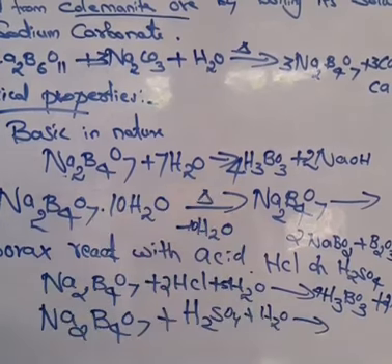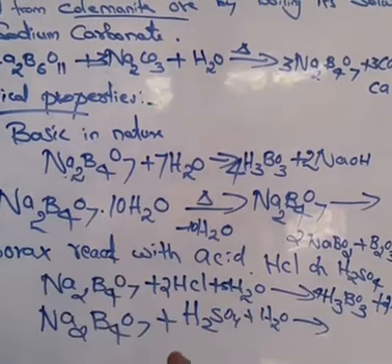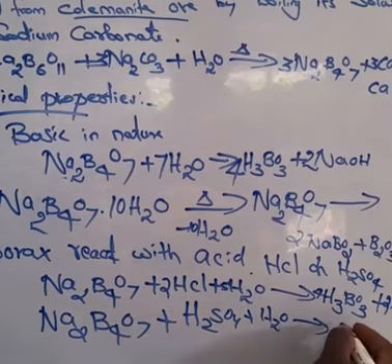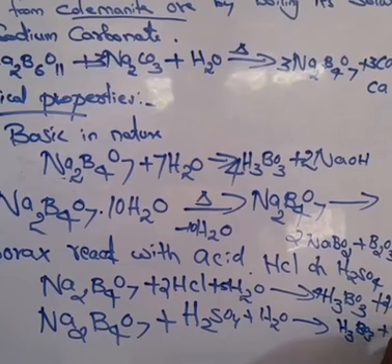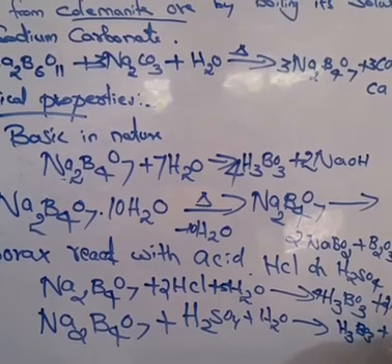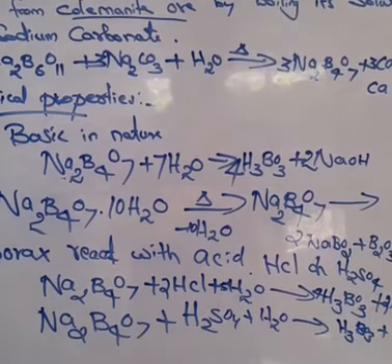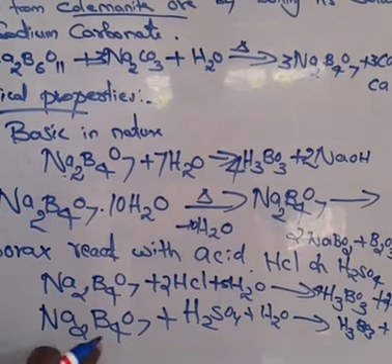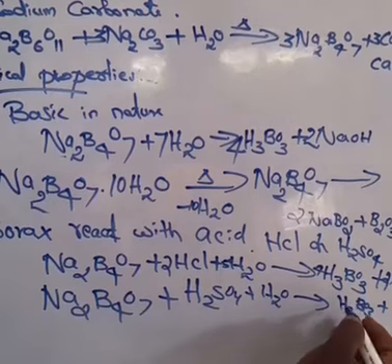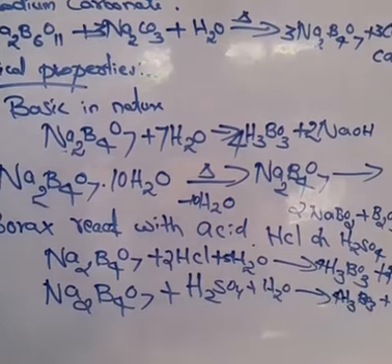We get the same product, that is boric acid. What is the formula for boric acid? H3BO3 plus sodium sulfate, Na2SO4. How can we balance the equation? Here having 4 boron, they are having only 1, so make it 4 here.